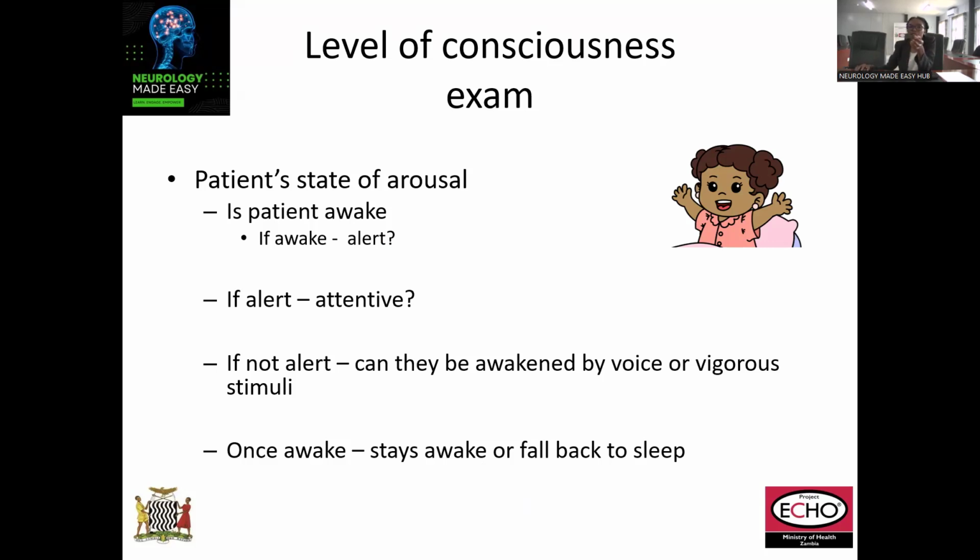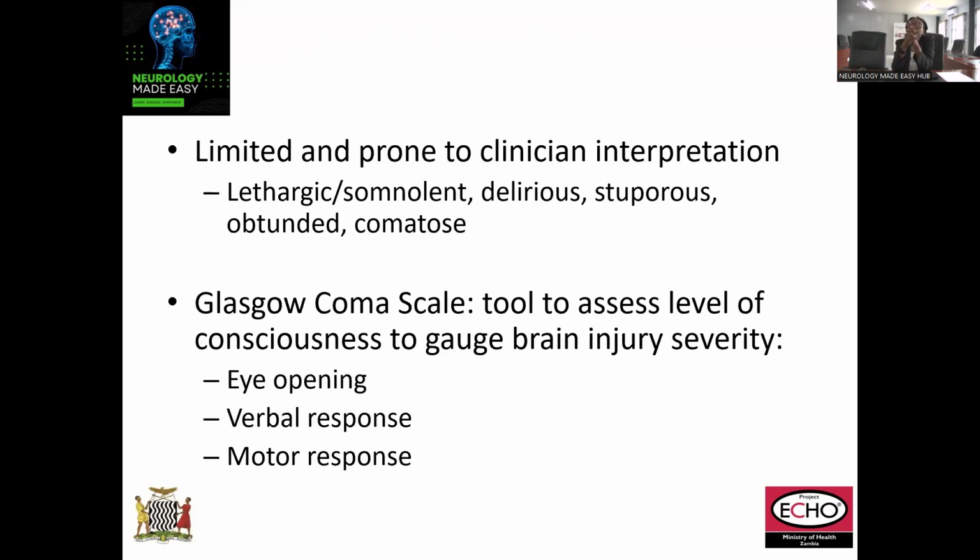I'm sure a number of us have come across patients like this. It's important to remember that terms like lethargy, somnolent, delirious, stuporous, obtunded, or comatose can be very vague, and many clinicians will interpret them differently. Also, the Glasgow Coma Scale is used to gauge the severity of brain injury. So it's basically just going to look at eye, verbal and motor response. But the neurologic exam goes beyond all of this and tries to isolate where the problem is and to also make sure that other regions of the central nervous system are intact.